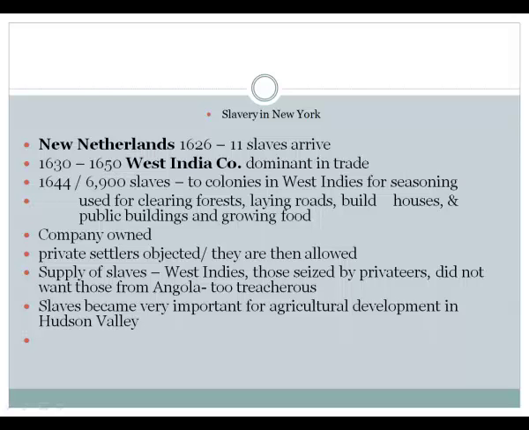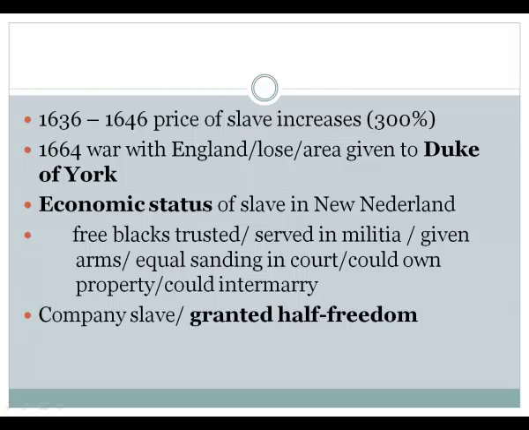Now, on the supply of slaves, the West Indies, the slaves that had been seized by privateers, well, the people in the New Netherlands did not want those that came from Angola because they were too big, too large, too rough, too treacherous. They were just too hard to handle. Slavery became very important for the agricultural development in the Hudson Valley. Between 1636 and 1646, the price of slaves increased more than 300%.